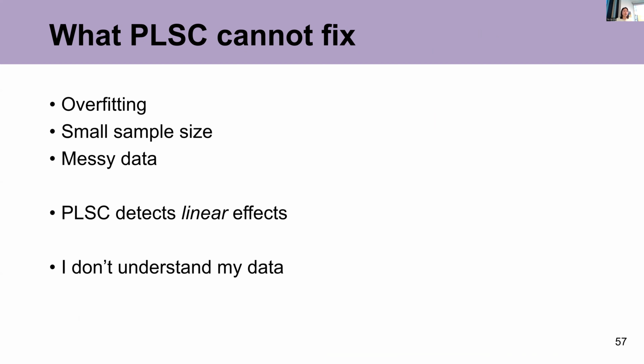Also, if you don't understand your data, PLSC is not going to help you. To be able to interpret the results, you need to have some understanding of your data. You can't just throw random things into PLS and then interpret random things, because think about it, it's correlation, right? Correlation is not causality. You could find correlation in crazy things. So you still need to understand your data. You still need to select the variables that you want to correlate instead of just throwing everything into the model.